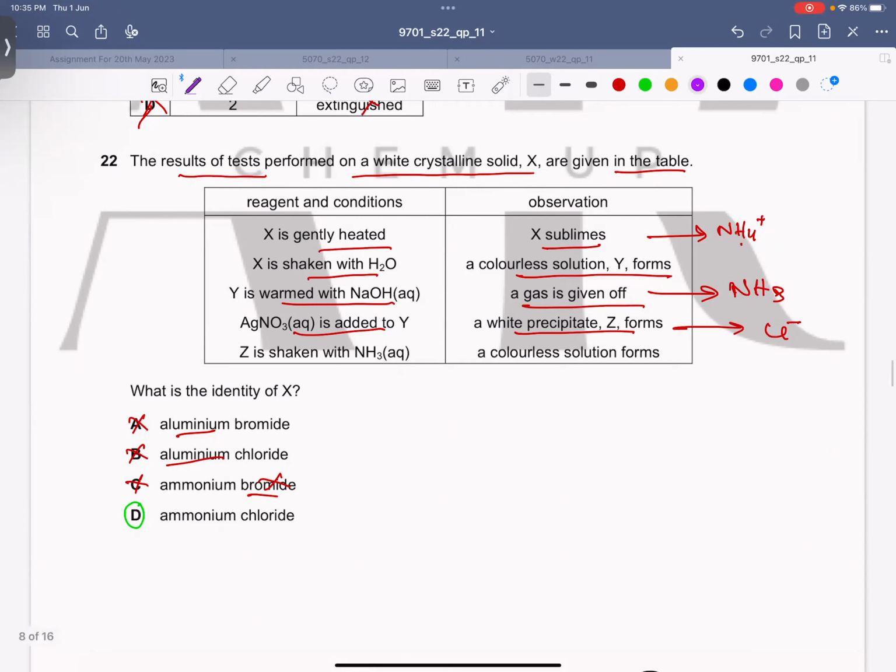A and B cannot be the answer because they have aluminum, and from this and this we get that there is ammonia, and ammonia must be coming from ammonium. So from this we can identify that there is an ammonium ion in it, and that's why we mark A and B wrong, because A and B have aluminum in it.